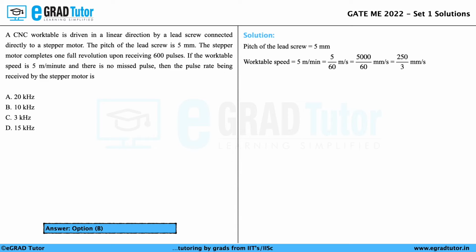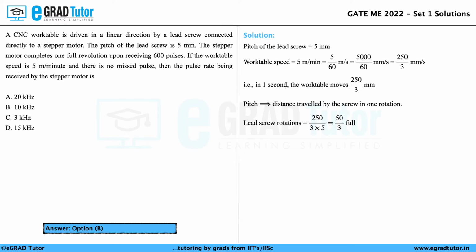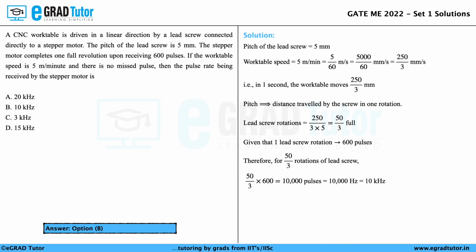Worktable speed is 250 by 3 mm per second means that in 1 second the worktable moves 250 by 3 mm. Pitch is defined as the distance travelled by the screw in one rotation. Therefore, the lead screw rotations based on the worktable movement is calculated as 250 by 3 into 1 by 5, that gives 50 by 3 full rotations of the lead screw, given that one lead screw rotation is obtained by receiving 600 pulses. Therefore, for 50 by 3 full rotations, we need 50 by 3 into 600, which is 10,000 pulses.